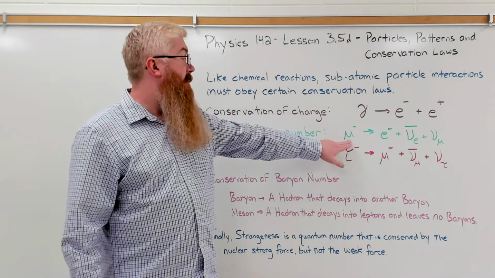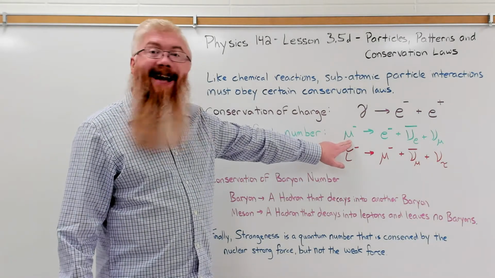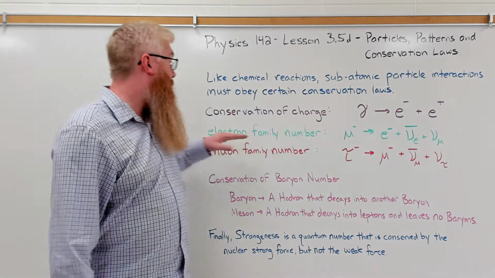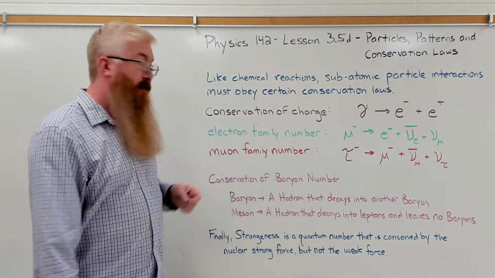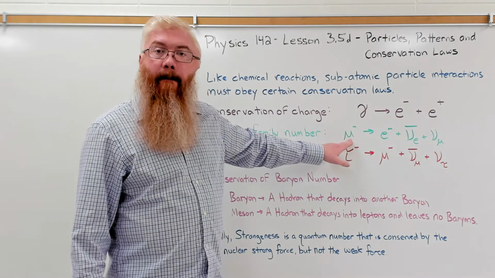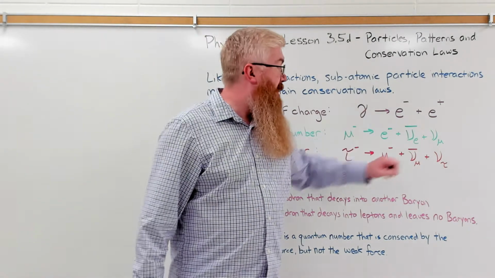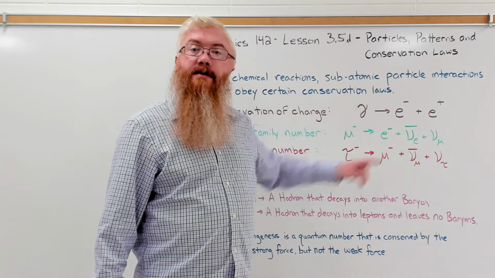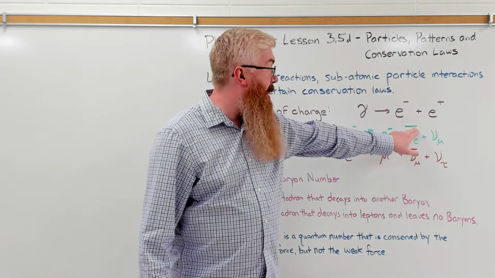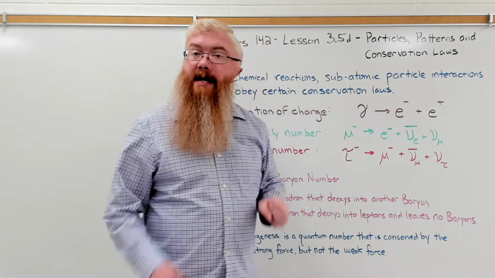So on the left-hand side of this reaction, we have a muon. A muon is not in the electron family. It's its own family, which we'll talk about in a bit. So the electron family number here is 0. On the right-hand side of this reaction, we have an electron. So the electron family number is +1. We have an antimatter particle, with a bar above it, which means it's antimatter.